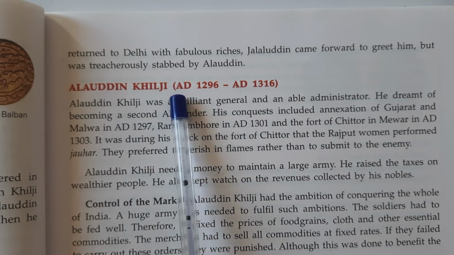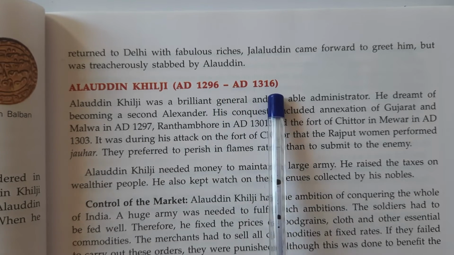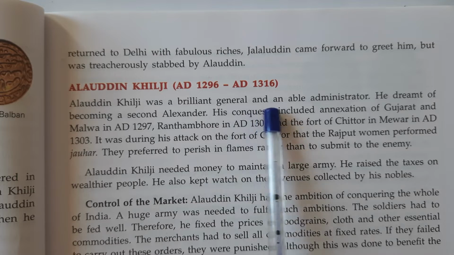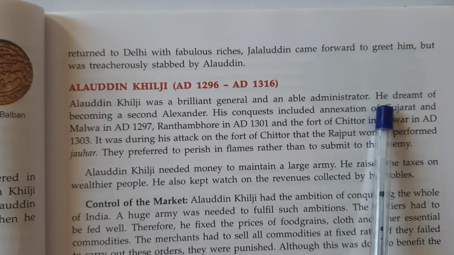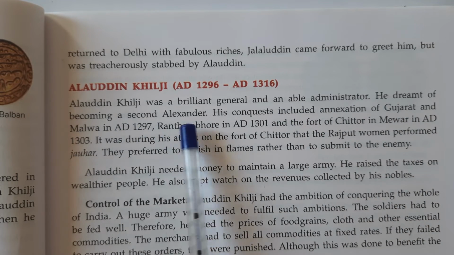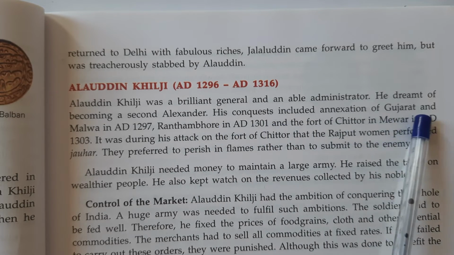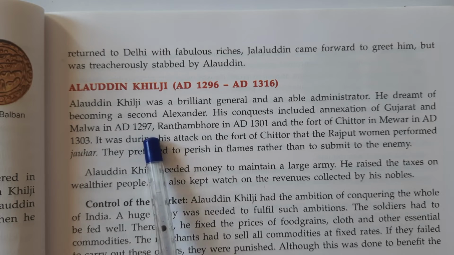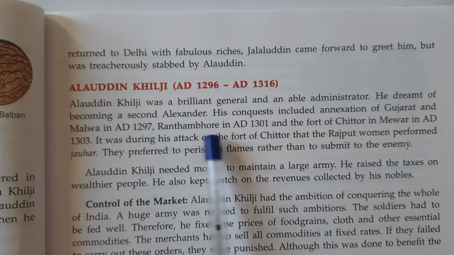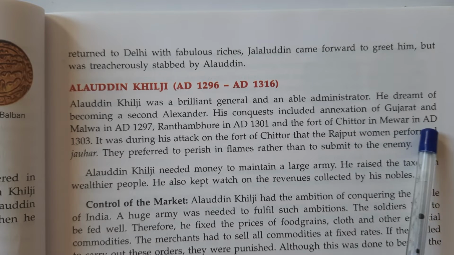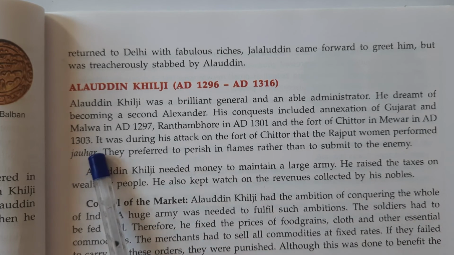Alauddin Khilji, AD 1296 to AD 1316. Alauddin Khilji was a brilliant general and an able administrator. He dreamt of becoming a second Alexander. His conquests included annexation of Gujarat and Malwa in AD 1297, Ranthambore in AD 1301 and the fort of Chittor in Mewar in AD 1303.